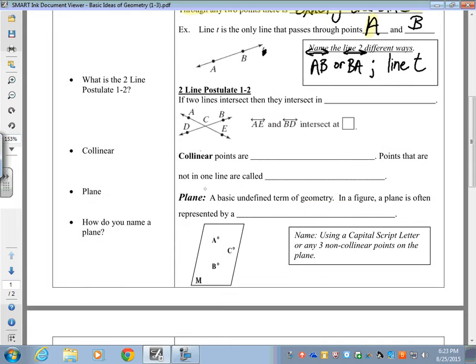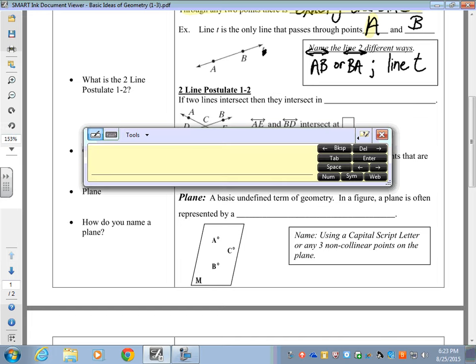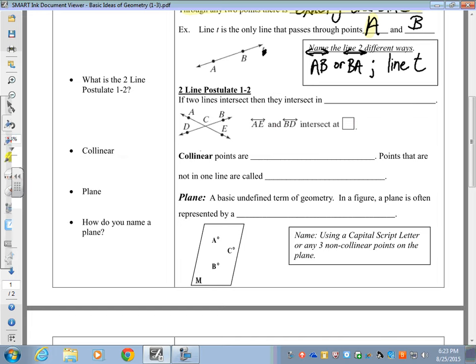Now, our next postulate that we're going to use is the 2-line postulate. Basically, the 2-line postulate states that if 2 lines intersect, then their intersection is in exactly 1 point. Exactly 1 point.